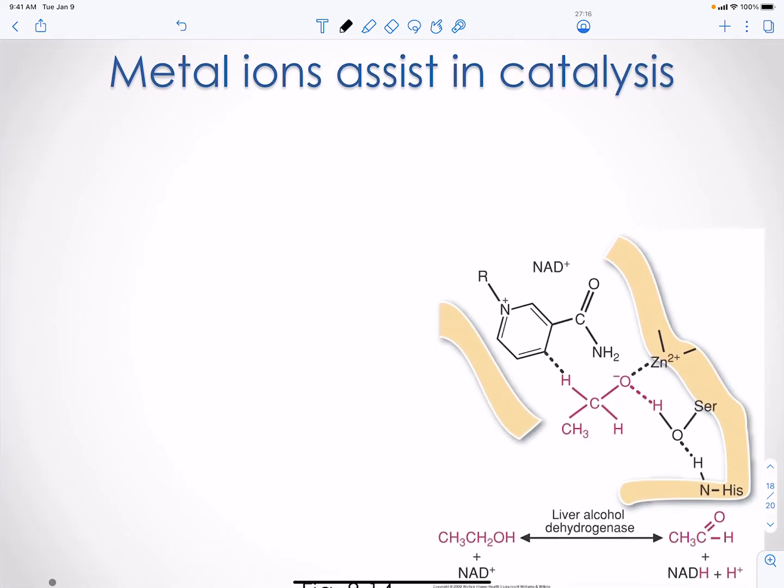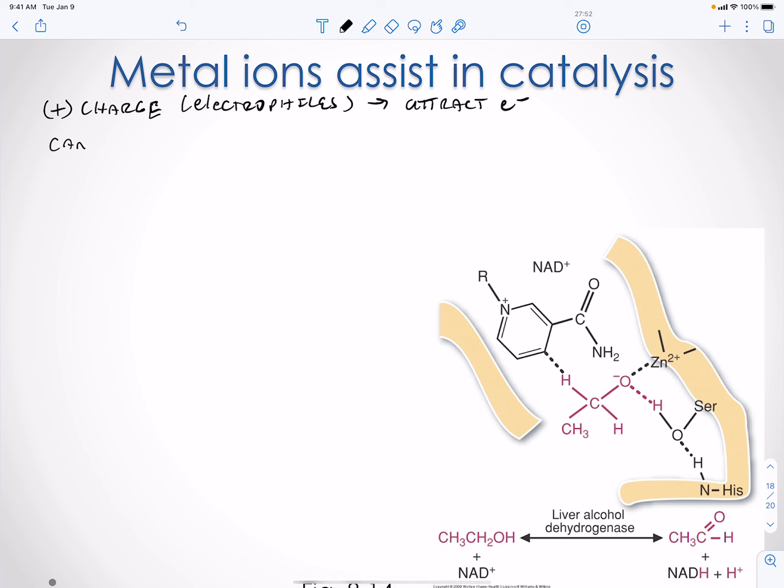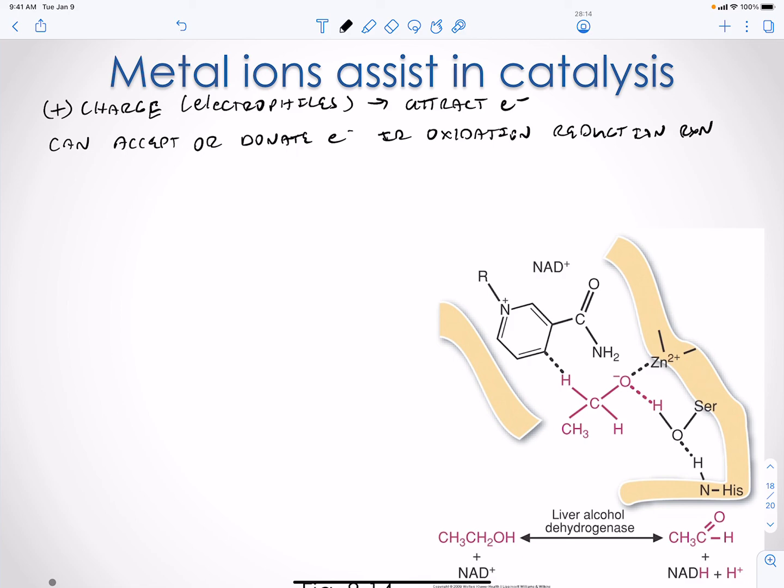Now let's just talk very briefly about metal ions. So metal ions are going to have a plus charge. And so they're going to be electrophiles, in that they attract electrons. Now they're going to assist with binding a substrate, or they can stabilize anions. And so they can accept an electron, or they can donate an electron in an oxidation reduction reaction. And some can bind to and participate in binding of substrates or coenzymes to the enzymes.